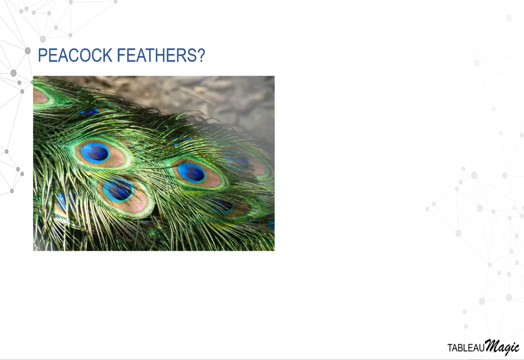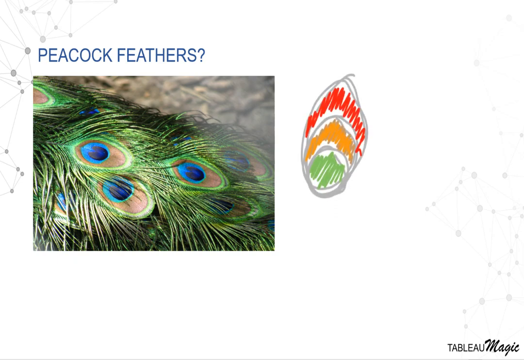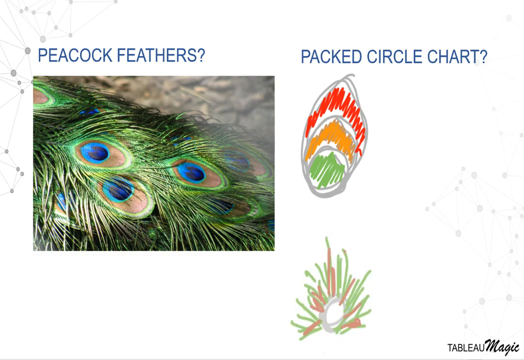Peacock feathers. Could this become a data visualization? As you can see, we have some feathers sticking out. We have also this circular eye shape. Let's sketch that and see what we get. Does this look familiar? We have covered this in our previous exercises. This is essentially our packed circle chart. However, let's look deeper. Can we get anything else?